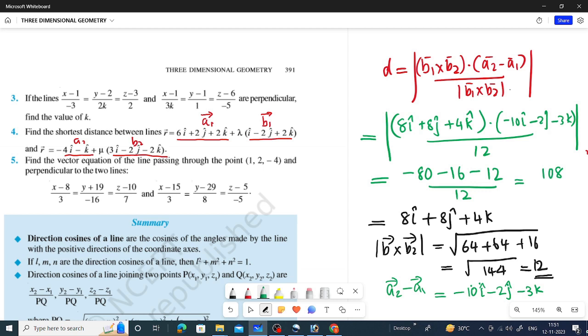Minus 108 by 12. So what is 108 by 12? That is equal to 9. Minus 9, if you take the absolute value, 9. So 9 units is the answer.